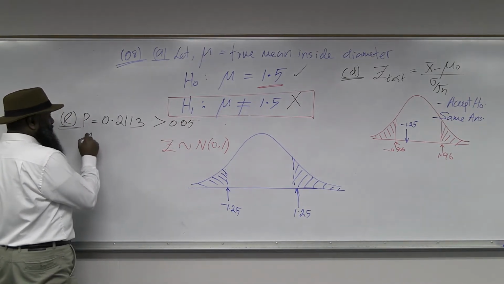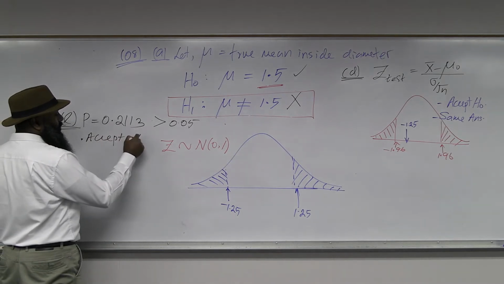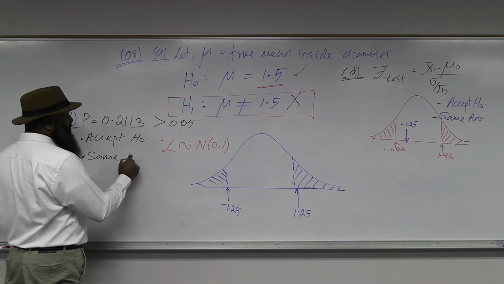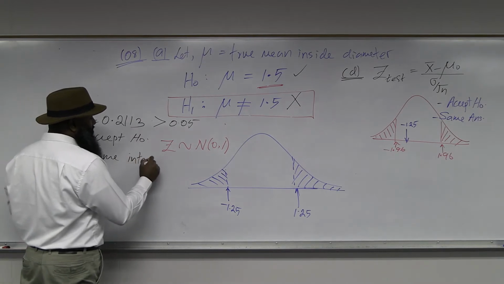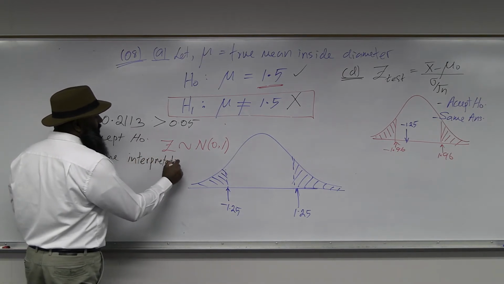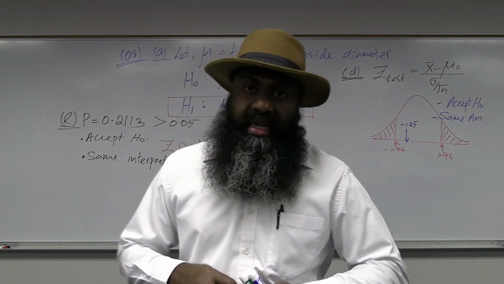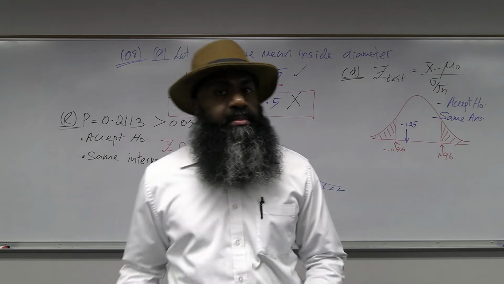Therefore, we say accept the null hypothesis. And that means we get the same interpretation as two earlier cases. So you don't have to interpret again, simply write down the interpretation is the same. That's it about question number 8.